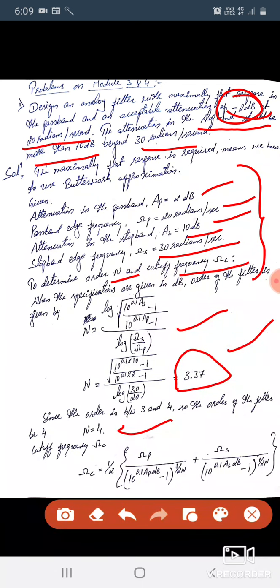Next, the cutoff frequency omega c is taken by the equation: 1 by 2 into [omega p divided by (10 raised to 0.1 Ap minus 1) raised to 1 by 2n, plus omega s divided by (10 raised to 0.1 As minus 1) raised to 1 by 2n]. You can write only Ap also, dB is not required. These are standard formulas. I already shared them in the group with images. You have to remember them for N and also for omega c.